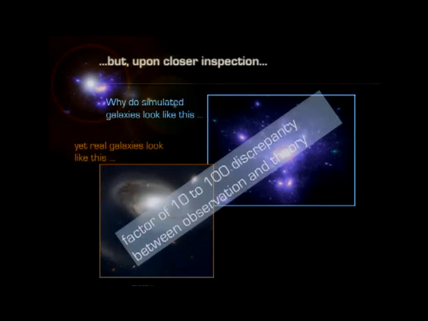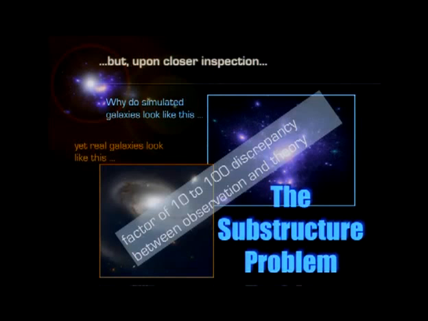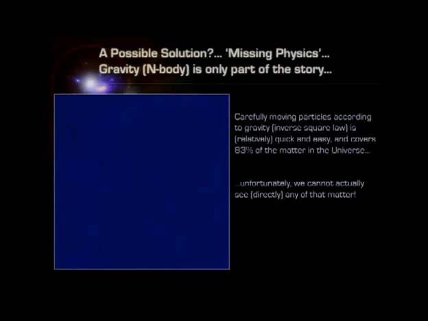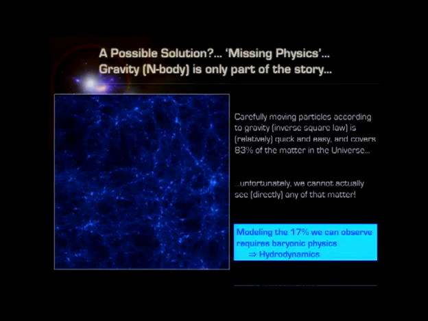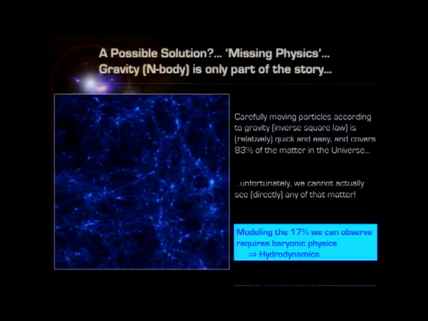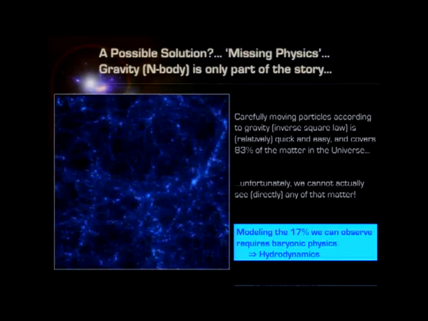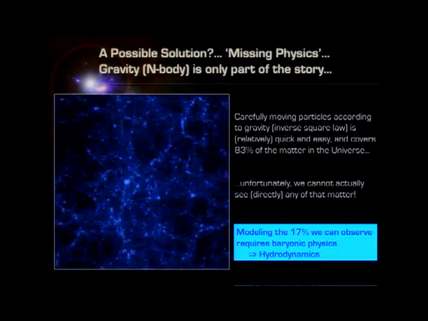And this is one of the problems for which various people have come up with potential solutions, but we call this the substructure problem. We overproduce satellites compared to what you actually observe in nature. And the solution to this is to come full circle on where I started. The most likely solution is that it's not tied up in the 83% of the matter in the universe that obeys the simple inverse square law. It's that other 17%. That's where all the interesting gory physics is. That's where the hydrodynamics comes into play.